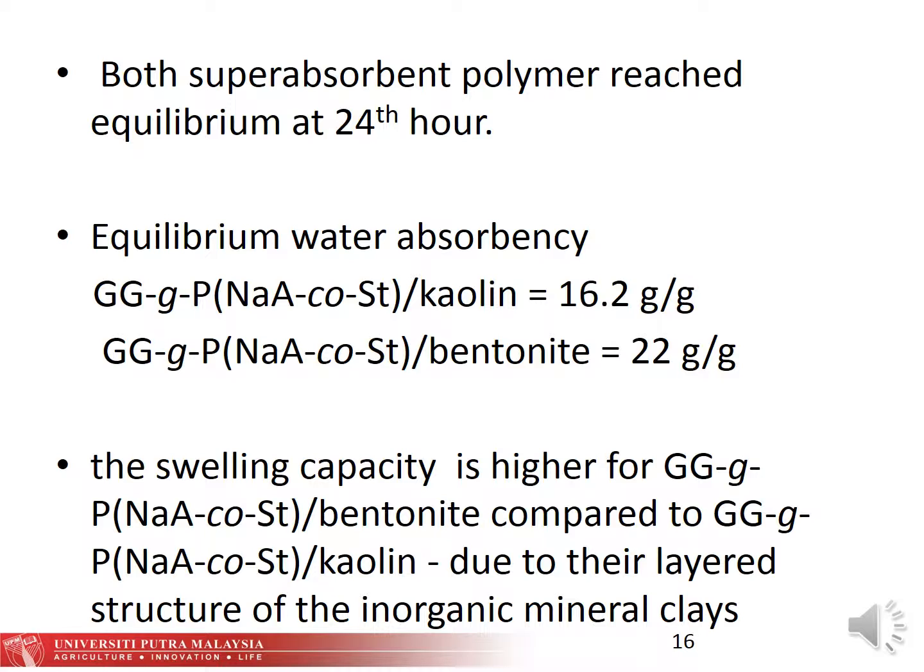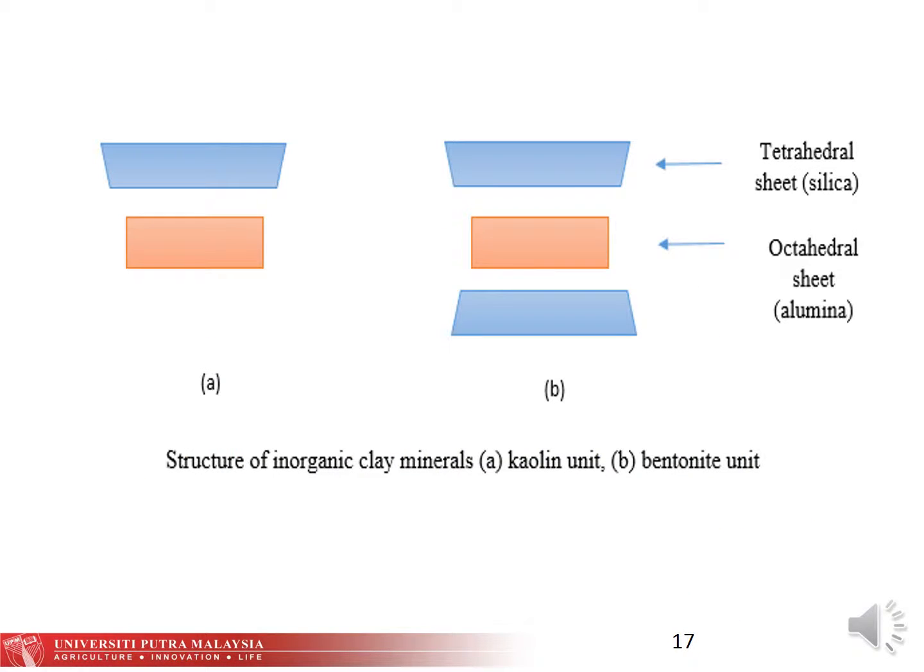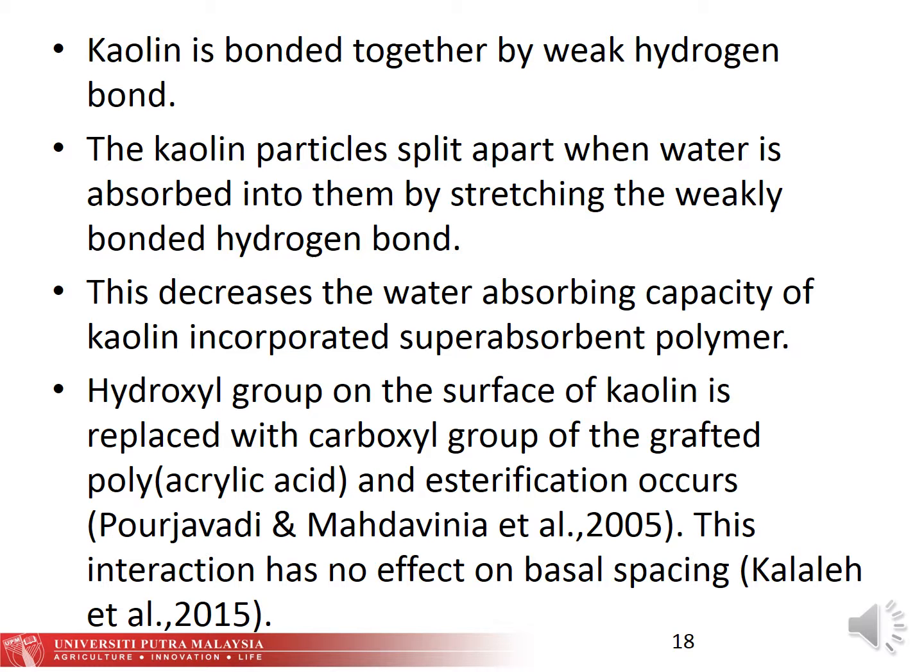Equilibrium water absorbency of the kaolin-based superabsorbent is lower than the bentonite-based superabsorbent because of the layered structure. The inorganic clay kaolin has a tetrahedral sheet and an octahedral sheet. For bentonite, an octahedral sheet is sandwiched between two tetrahedral sheets. So kaolin is bonded together by weak hydrogen bonds. When water is absorbed into the kaolin, the particles will split apart. This will decrease the water absorbing capacity. And the hydroxyl group on the surface of the kaolin is replaced with the carboxyl group of the grafted polyacrylic acid and esterification occurs. This interaction has no effect on basal spacing.